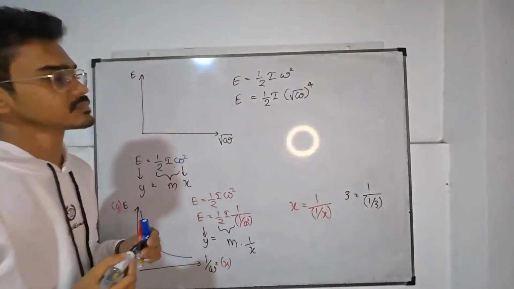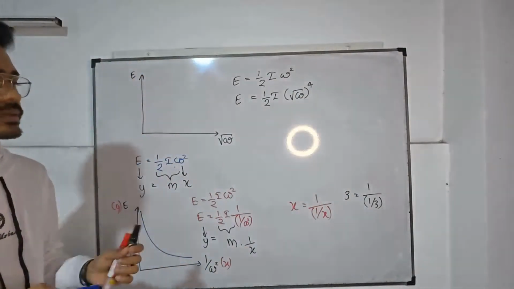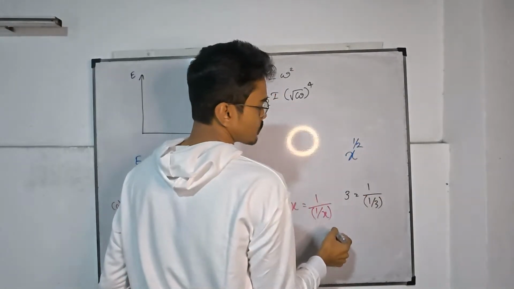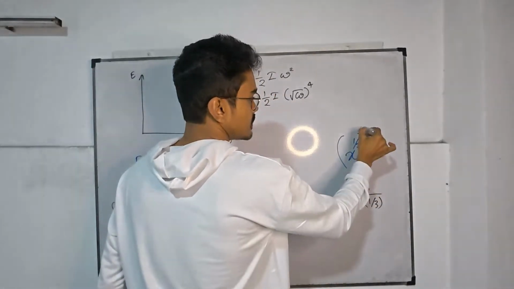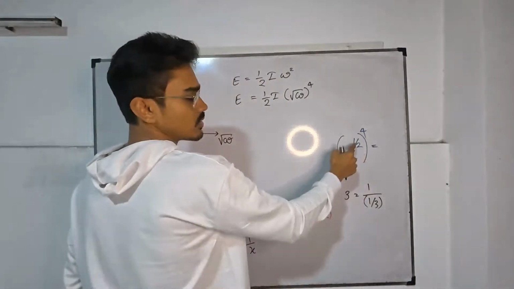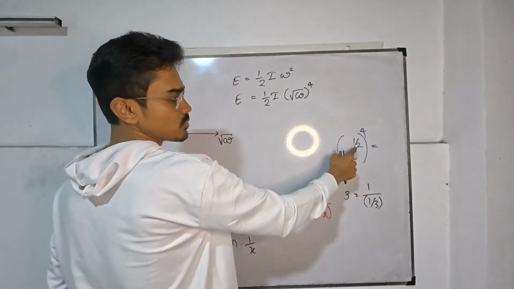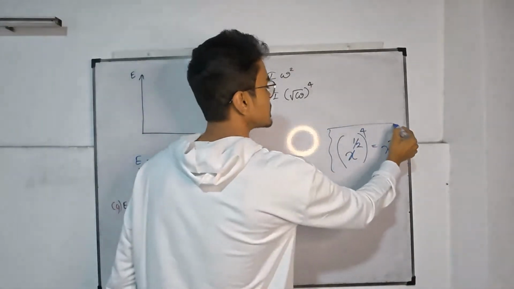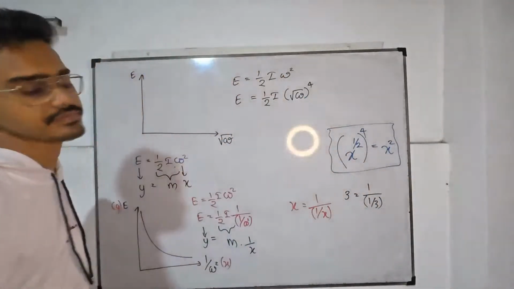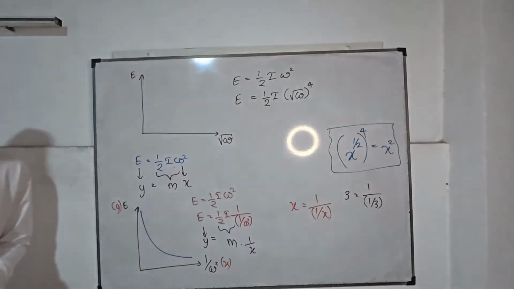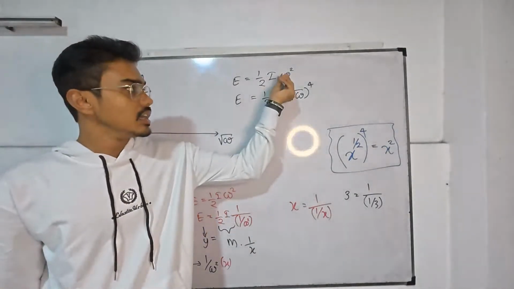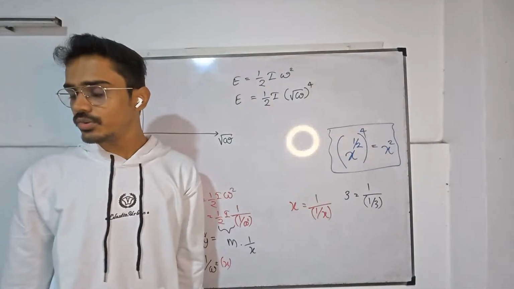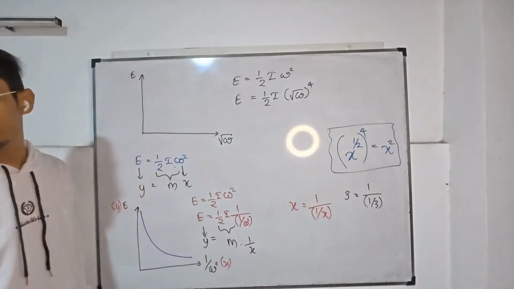Is it clear? Because root is the power of half, then to the power of 4, we know the index simplifications: half times 4 is 2, so this is omega squared. So with this concept, I can write omega squared as root omega to the power 4.